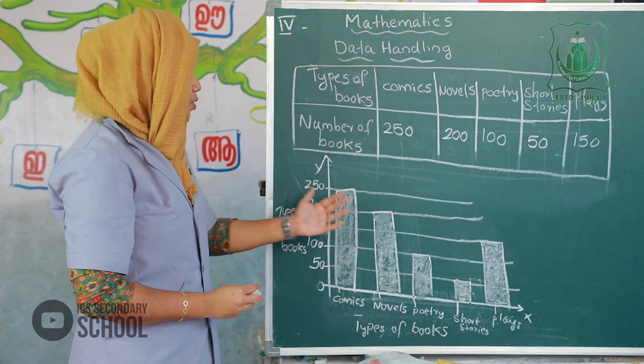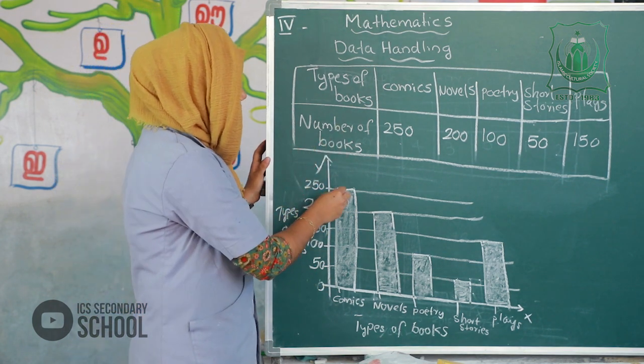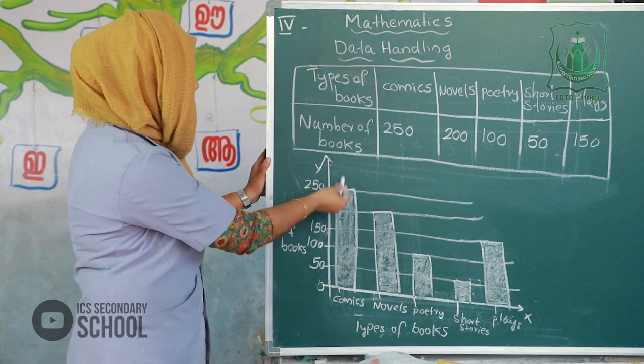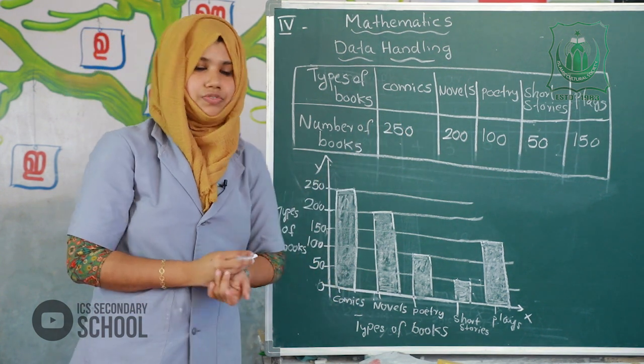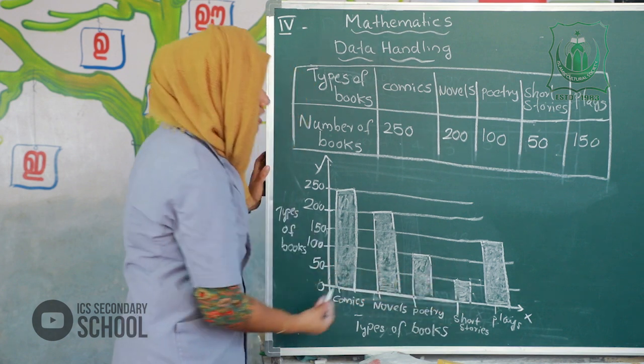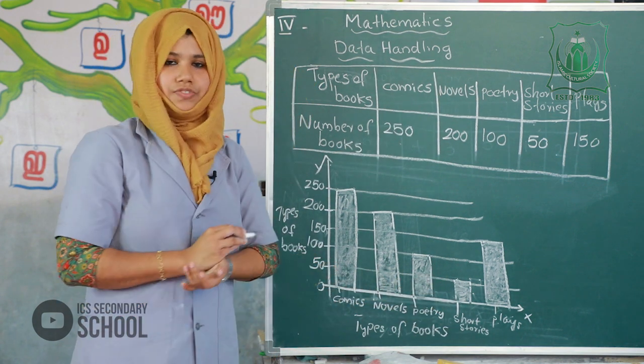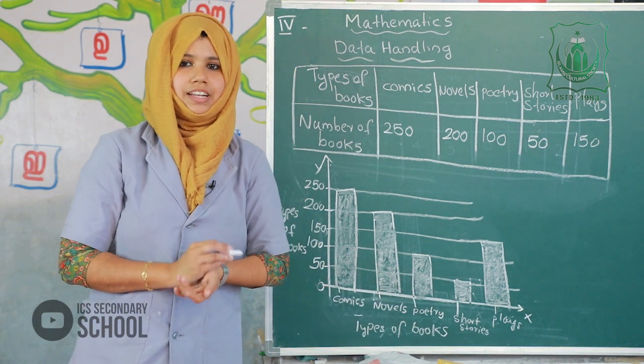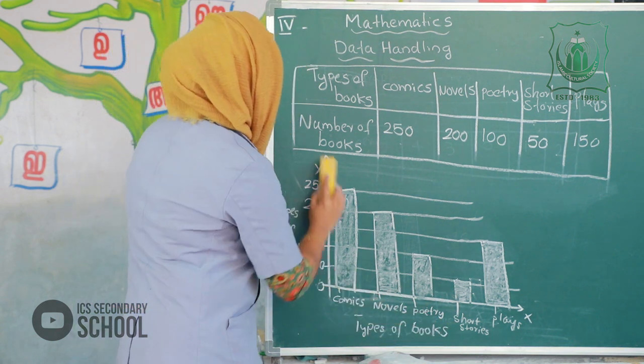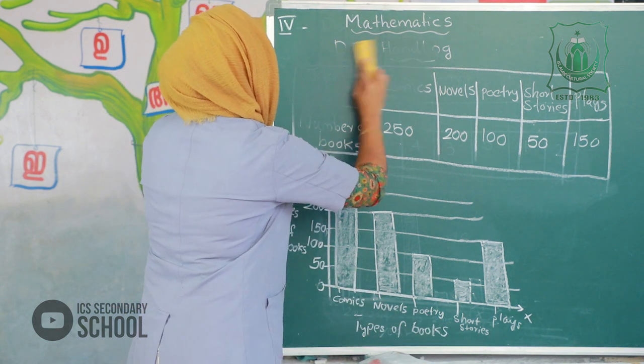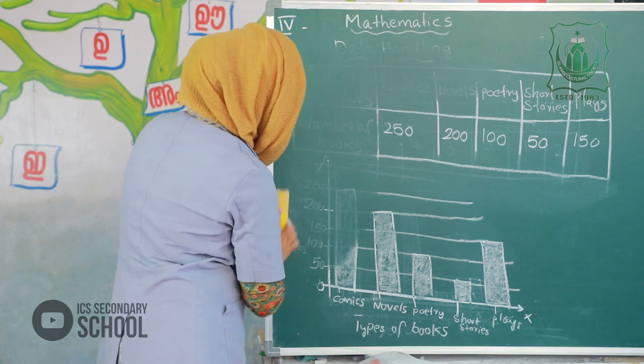So, which book is at maximum? Yes, comics are at maximum and that is 250. Which is the least amount? That is short stories and that is 50. So, is it clear? Okay, very good. So, this is about bar graphs.